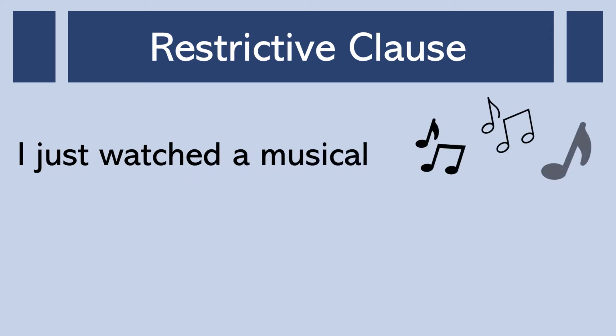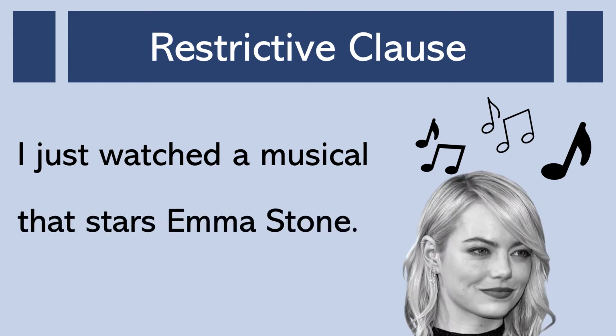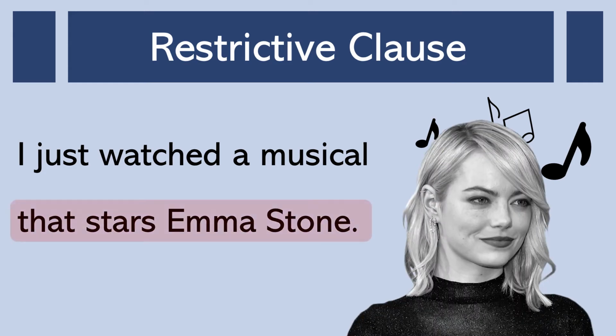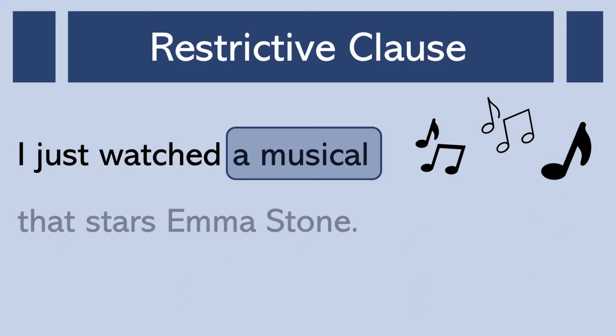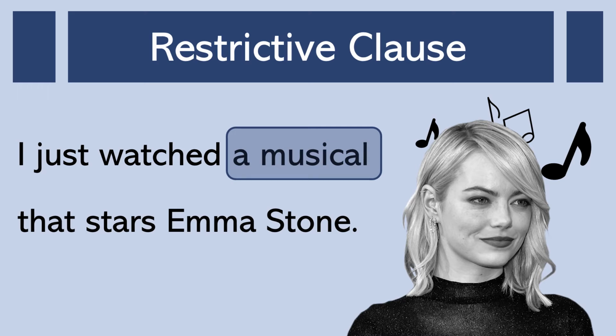Let's say I want to say the same thing, but I've forgotten the name of the film. Now we'll need a restrictive clause. In this case, I might say, I just watched a musical, but I haven't named a specific film. Then I'll add, that stars Emma Stone. Now in this case, that stars Emma Stone restricts which musical I'm talking about. It has to be there. If we were to remove it and simply said, I just watched a musical, the reader would have no clue which musical you're talking about. So in this context, because it's restrictive, we'll use that without a comma, so the reader knows we're restricting the musical.